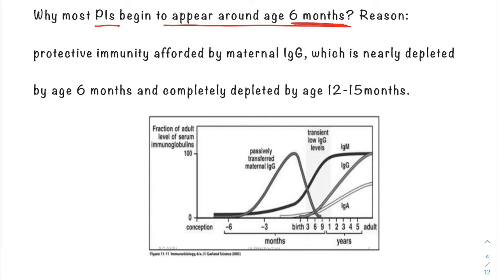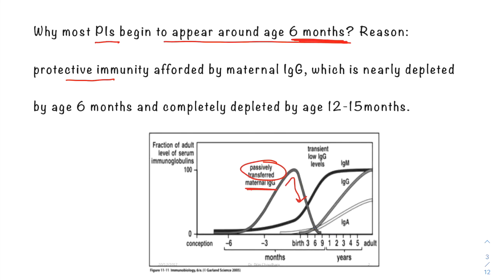The reason is that the protective immunity afforded by the maternal IgG, which is passively transferred, starts decreasing. By 6 months of age it is nearly depleted, and it is completely depleted by 12 to 15 months. So the IgG level in the infant's body takes time to rise after the maternal IgG gets depleted. Between 3 months and 9 months or so, there is a transient phase in which the IgG levels are low.